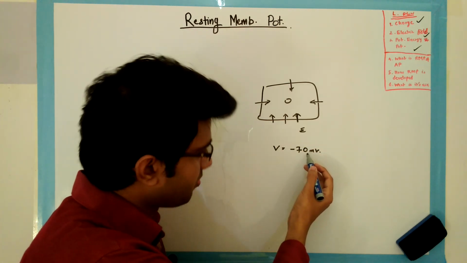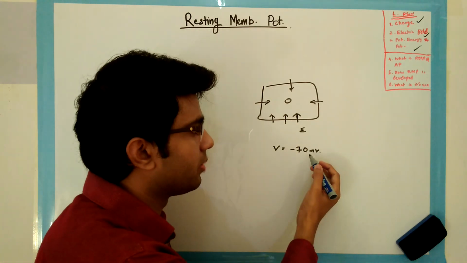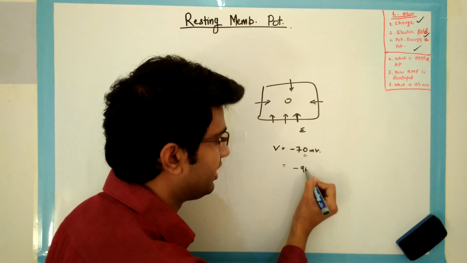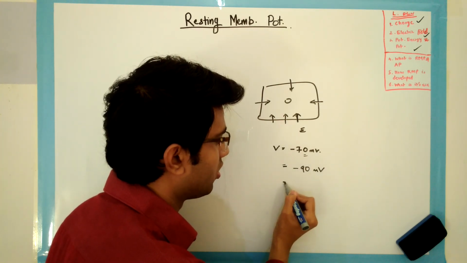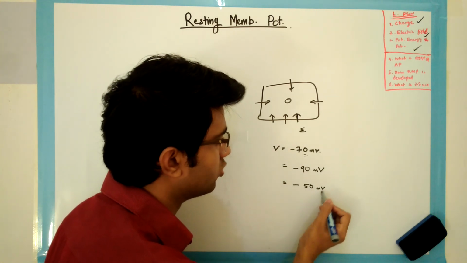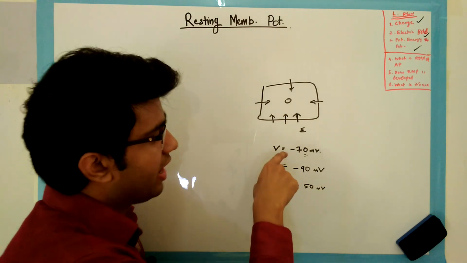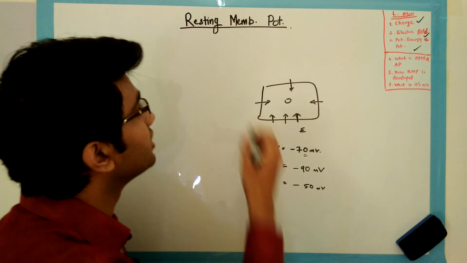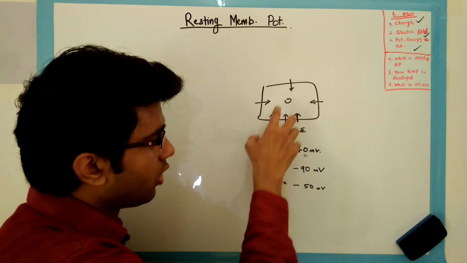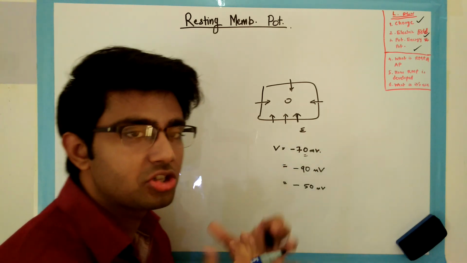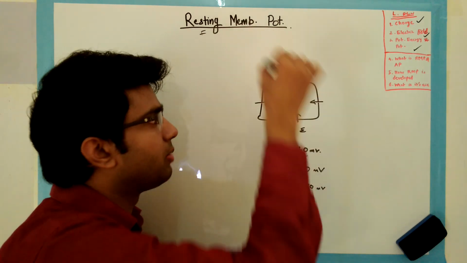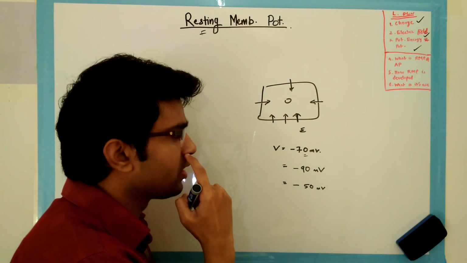Actually this thing differs. For example, if we measure it for a typical neuron, it will be minus 70. If we measure it for skeletal muscle, it will be around minus 90 millivolts, and for epithelial cell it will be minus 50 millivolts, but it differs. So this value of potential is what we are referring to as resting membrane potential, right? Which is the potential across the cell membrane when the cell is not stimulated and is in resting condition. Resting condition means it is not stimulated either by surrounding cells or mechanically, right?